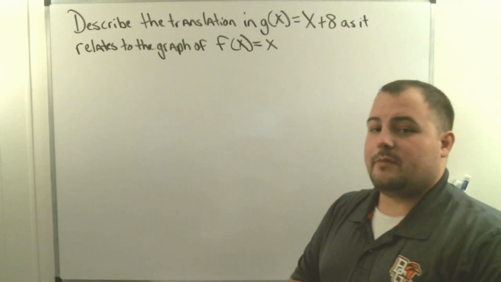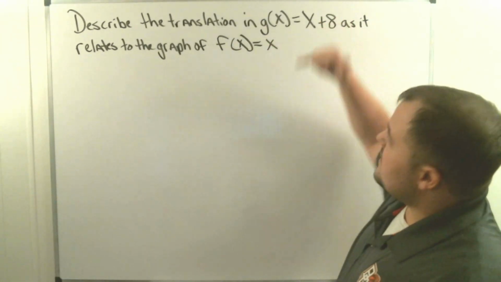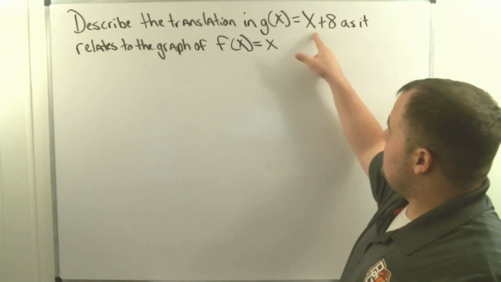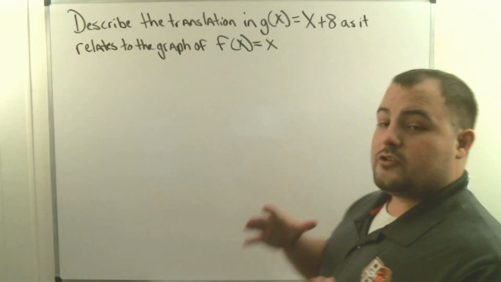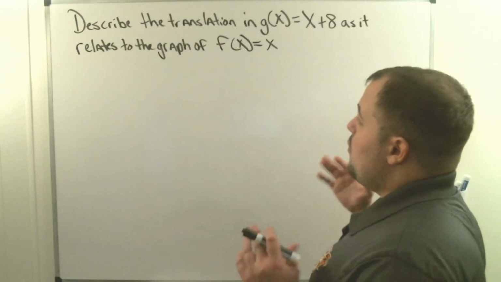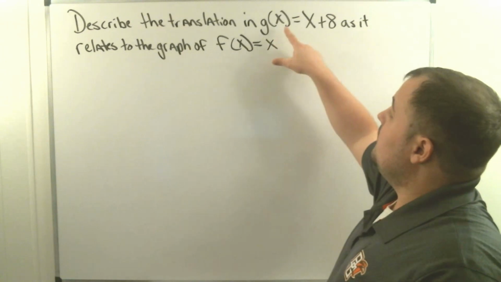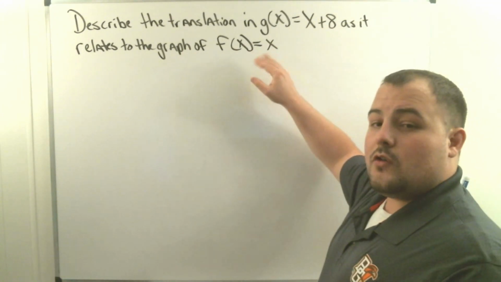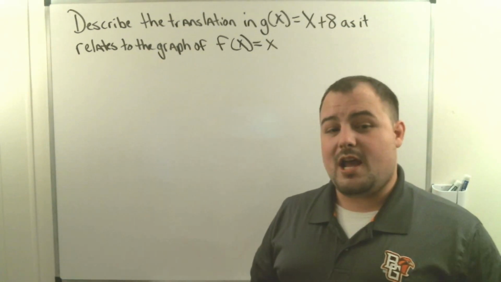So in our first example, all we've got to do is say what happens from f of x to get this. It says describe the translation in g of x. So in this equation here, there is a translation that occurred. A translation moves a graph up, down, right, or left. So we need to describe what's happening in this translation. So we have x plus 8 as it relates to this graph. If I started from this graph and I get to this graph, we need to describe what happens.